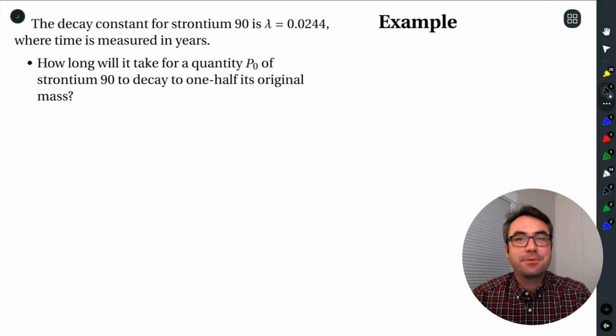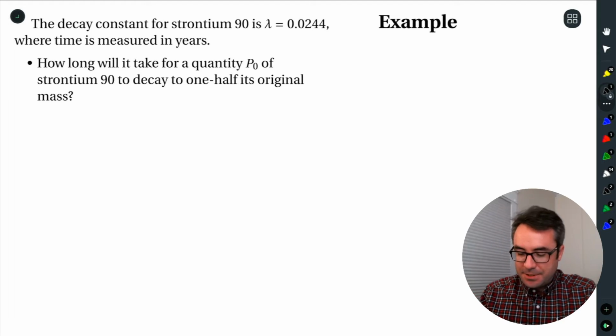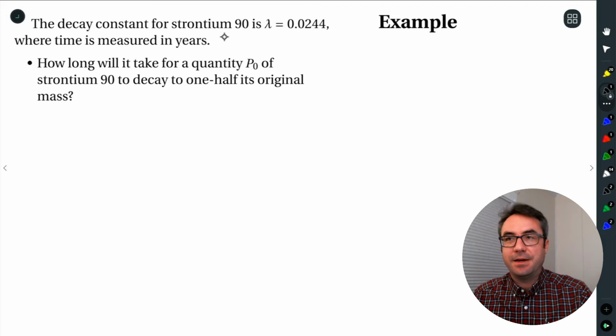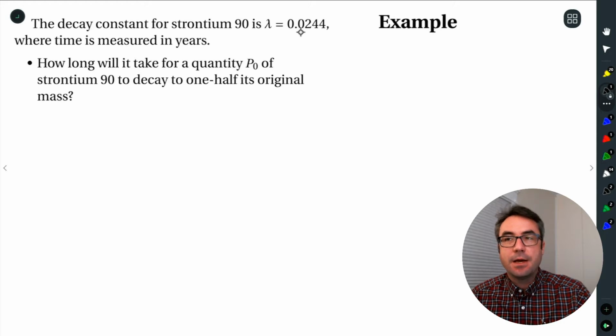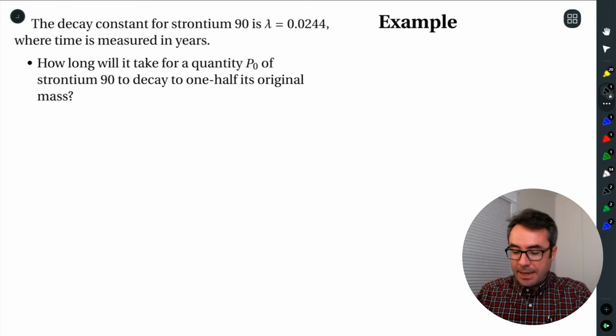All right, let's try an example for radioactive decay. Let's suppose we have this radioactive element, strontium-90, and we know the decay constant is lambda, which is equal to 0.0244, and we're measuring time in years.